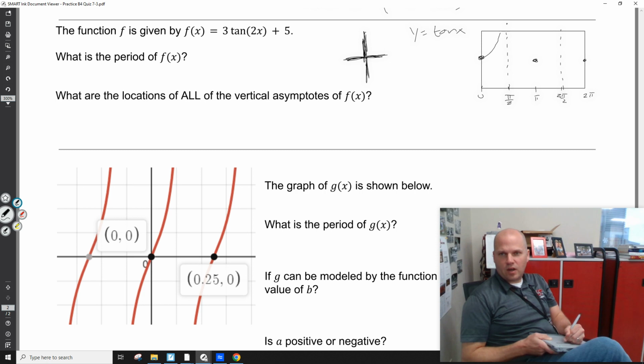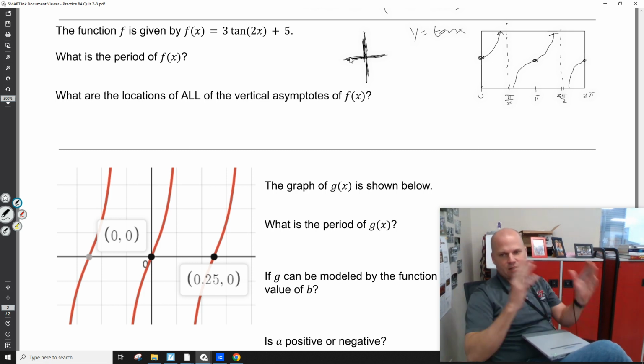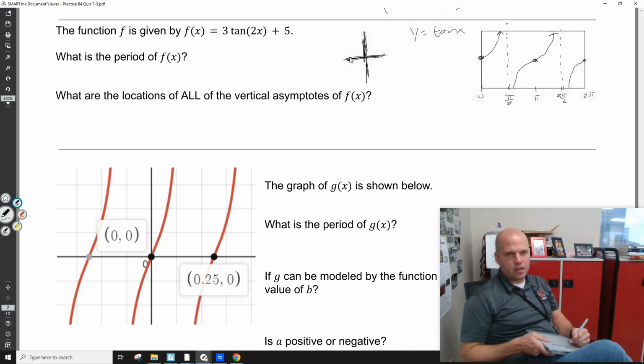The graph of tangent is positive in the first quadrant, then negative in the second quadrant, positive in the third quadrant, negative in the fourth quadrant, which is why my period is pi. I repeat the graph of tangent in pi because I just go around half the circle. I get positives, negatives. Once I go into the third quadrant, we're back to positives, negatives. Period is pi.